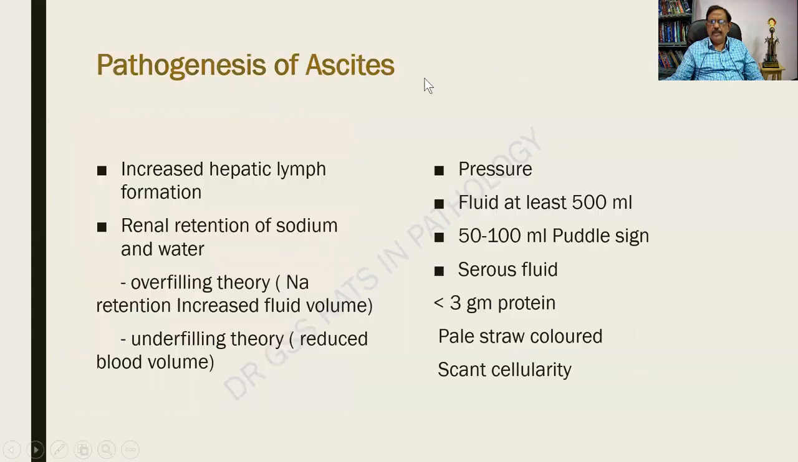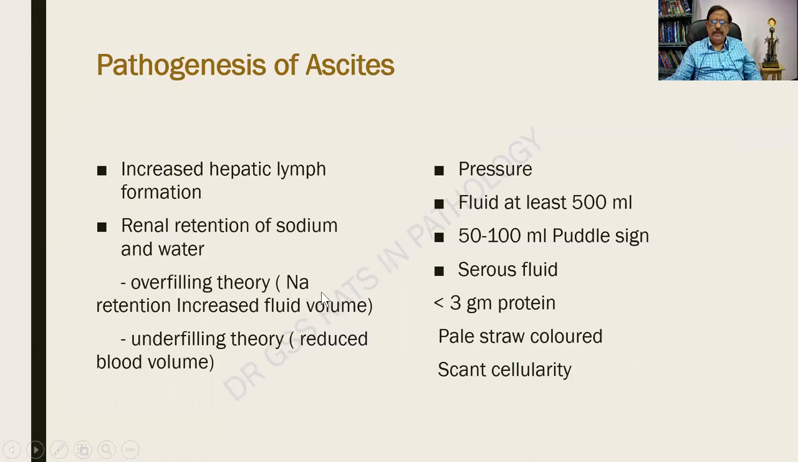And what is the pathogenesis of this ascites? This, of course, is pathology. This will come under the topic on edema also. There can be increased hepatic lymph formation, or there can be a renal retention of sodium and water. So you find that there is an overfilling theory as well as an underfilling theory.